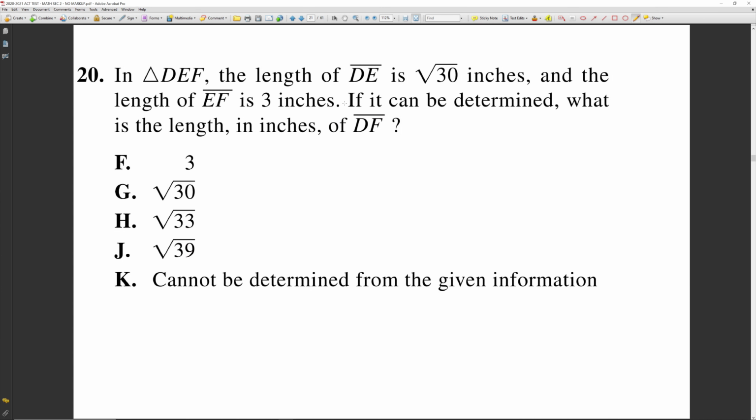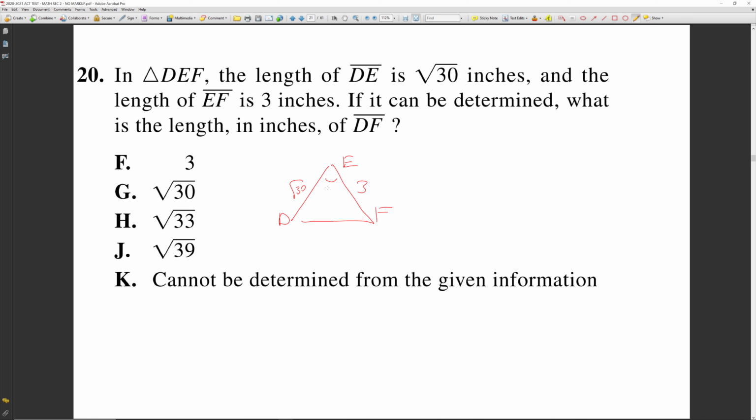Excellent. Number 20. In triangle DEF, the length of DE is the square root of 30 inches, and the length of EF is 3 inches. If it can be determined, what is the length in inches of DF? Okay, let's draw this out. So we're given triangle DEF, so this is DEF. DE is the square root of 30, and the length of EF is 3. If it can be determined, what is the length in inches of DF?